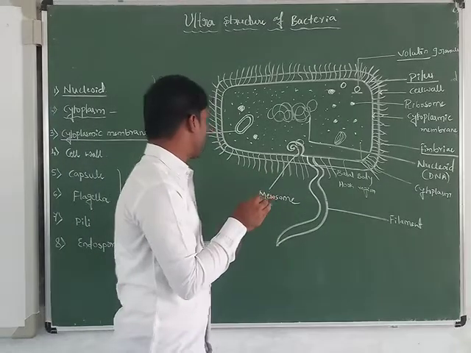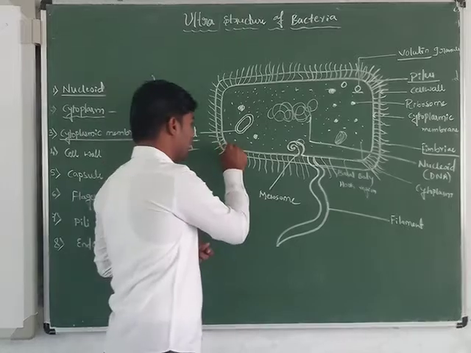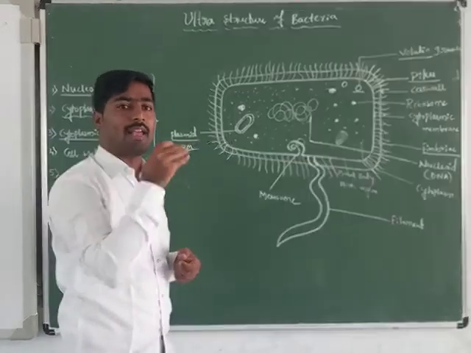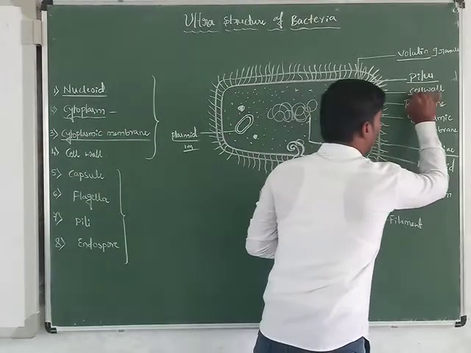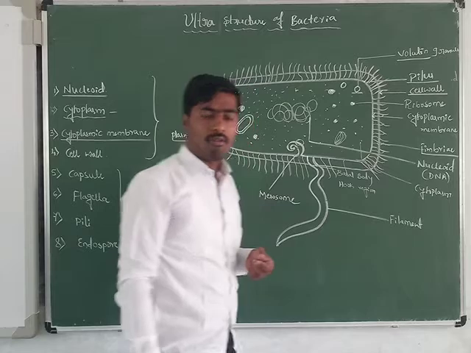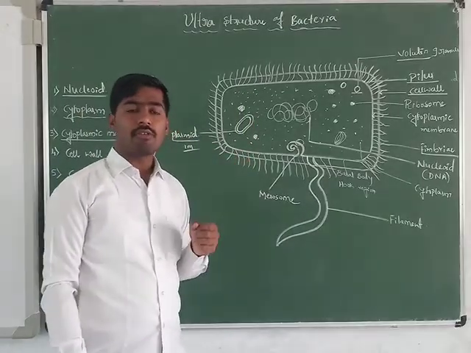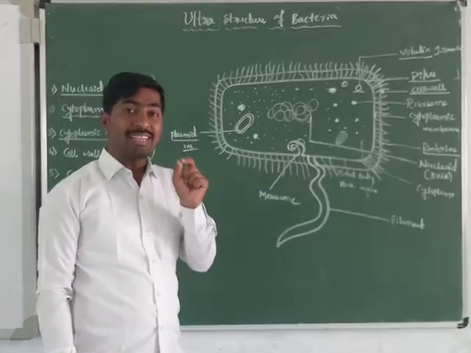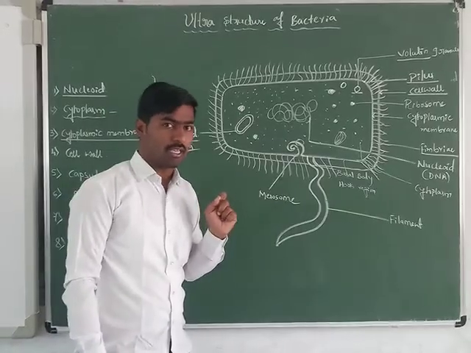Next to the cytoplasmic membrane, one more layer is present, which is called the cell wall. The cell wall is 10 to 25 nanometers in thickness.